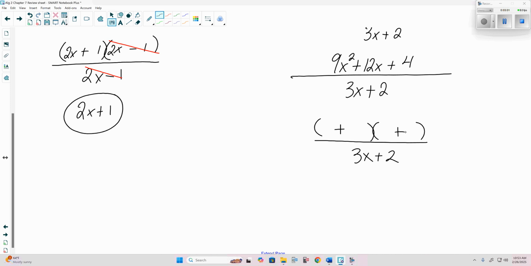Since the third term is positive, our signs are the same and match the sign in the middle term. Yes. Because factors of 9 are 1 and 9 or 3 and 3, but if we're wanting something to cancel, we're going to have to try to match it up with 3x plus 2. So going with the 3 and 3.